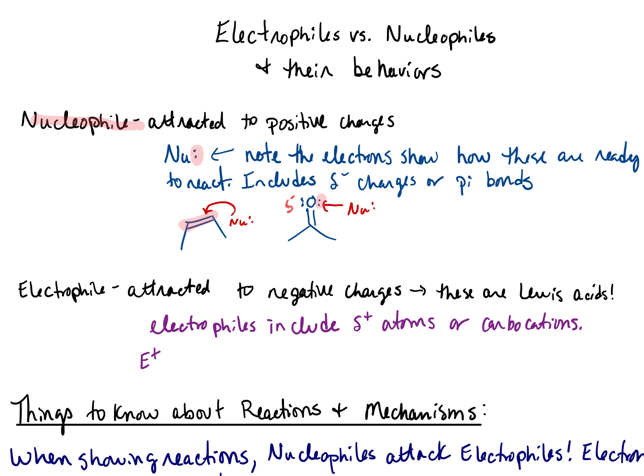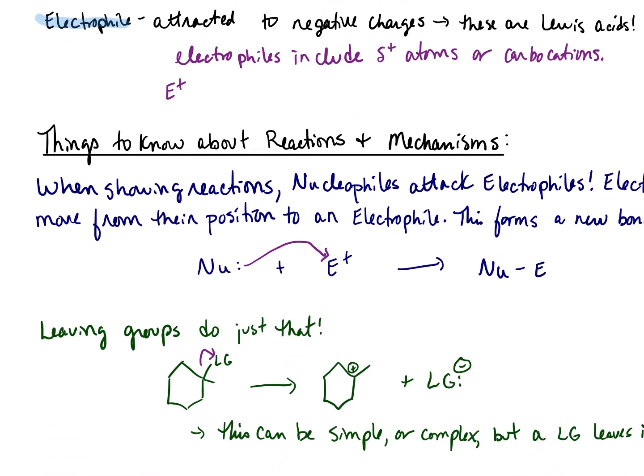Okay. On the other hand, we have electrophiles. So electrophiles are things that are attracted to these negative charges. These are Lewis acids, basically. So things that are electrophiles include partially positive atoms or carbocations. There's lots of things that this will include, okay?